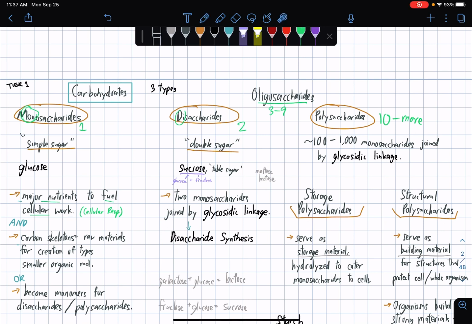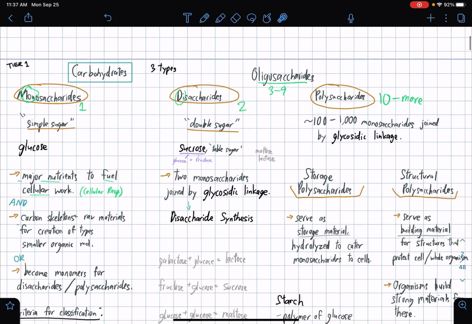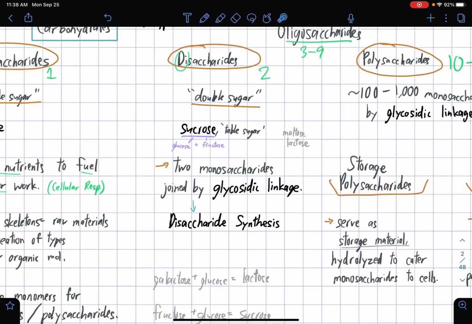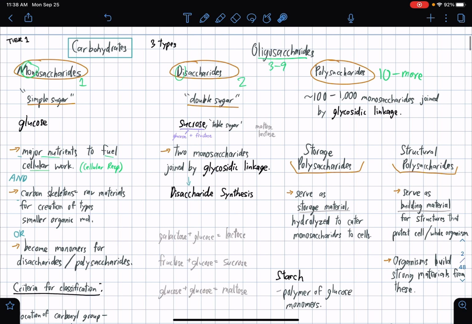But particularly as per the Campbell Biology textbook, oligosaccharides are already part of poly. So for mono, we have glucose. For disaccharide, we have sucrose, which is basically glucose plus fructose. While for polysaccharides, again, it's 3 to more.